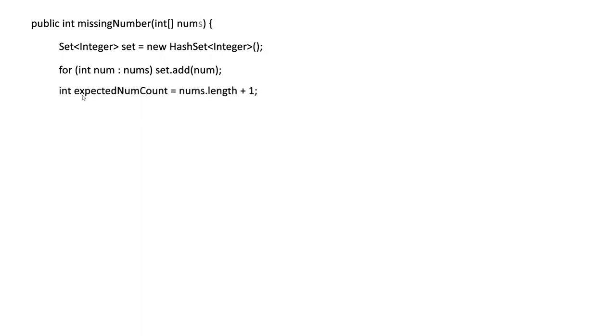Alright, so we pass in the int array of numbers. We're going to pass back an int, which is the number that is missing. So the first thing we're going to do is create a hash set. I'll call it set and we'll instantiate it. Then for each number in nums, we're going to add that number to the set. So set will now contain all the numbers in nums. Now we'll make the expected num count equal to nums length plus 1.